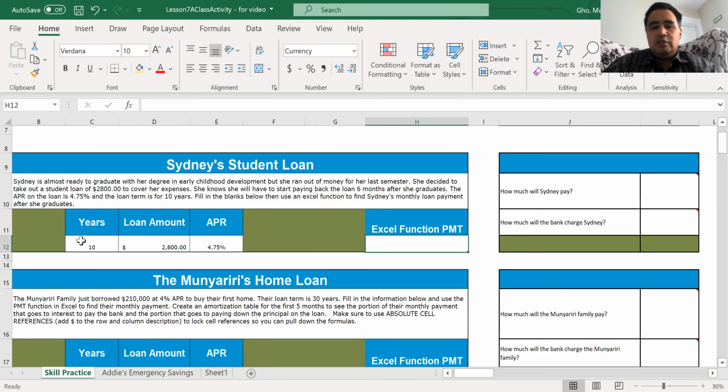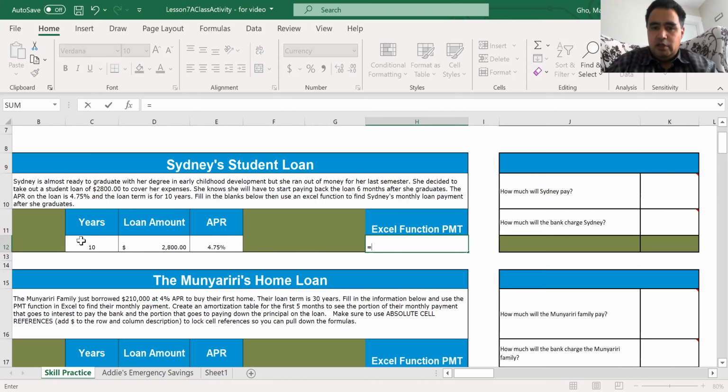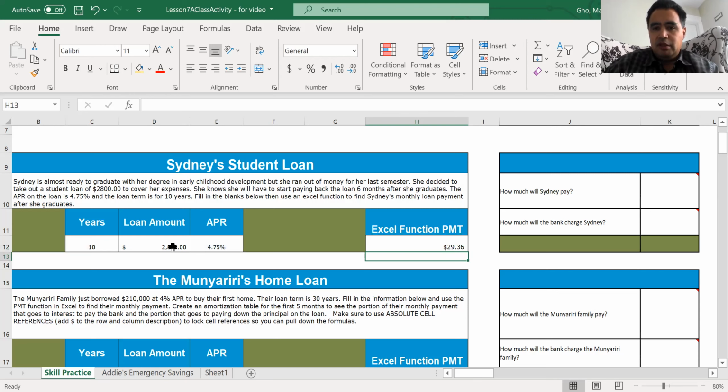And the payment function to calculate what her monthly payment obligation is for this type of a loan equals PMT. The interest rate is right there, 4.75 divided by 12, because she's making monthly payments. It's 10 years times 12 because those are monthly payments. Present value negative 2,800. That's what she owes. That means she has a monthly payment of $29.36.